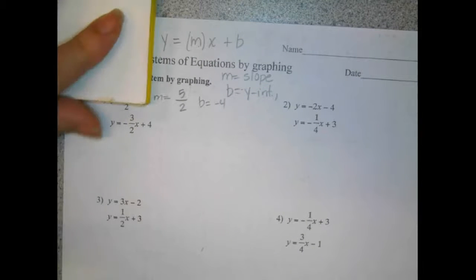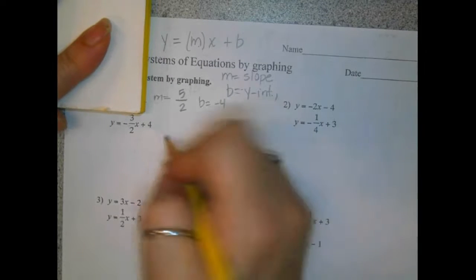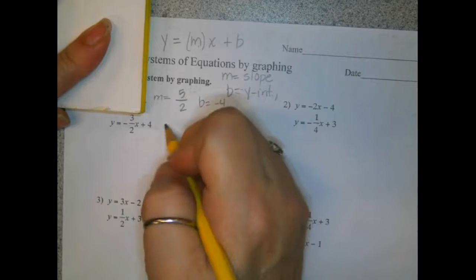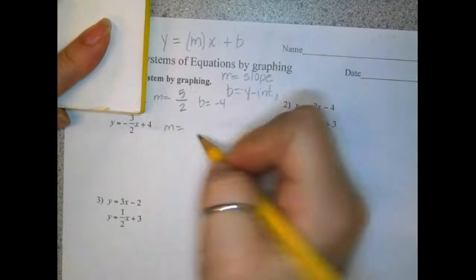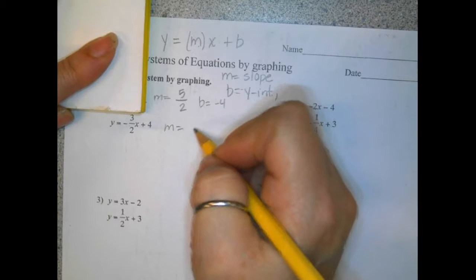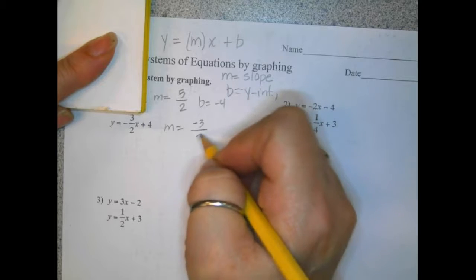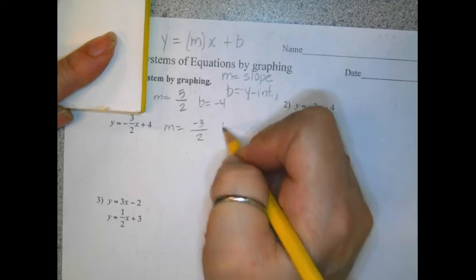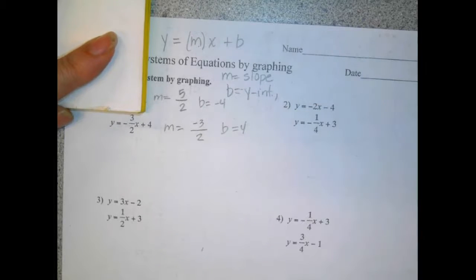What about this equation now? What does m equal? What is it, Eddie? -3 over 2. And b equals 4. Good. Okay, so I can graph these two, right?